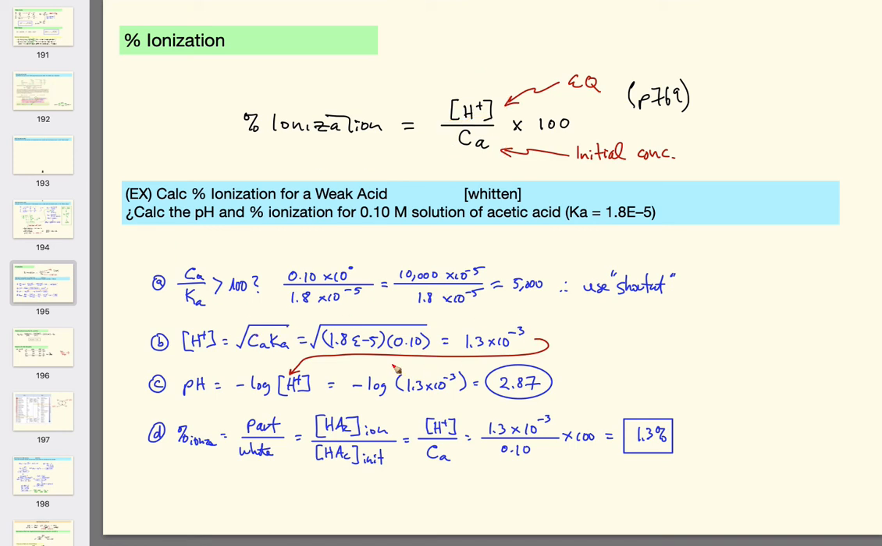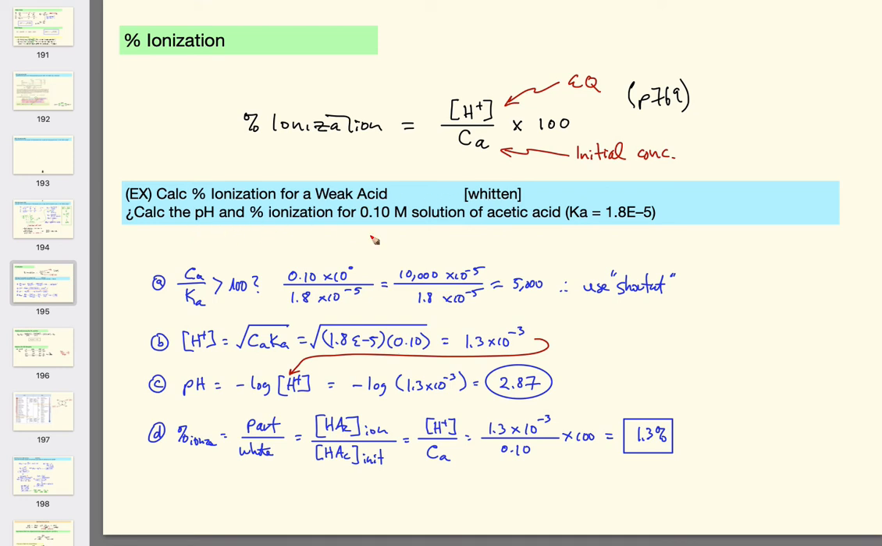So what you do is you take these problems, and it seems really complicated when you do percent ionization. Don't. Just use your regular formulas to calculate H+, and see if Ca is given in your problem, and then just plug them into this equation. So let's see what one of those looks like. Calculate percent ionization for a weak acid.